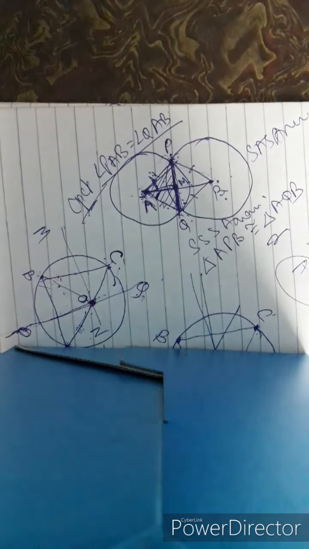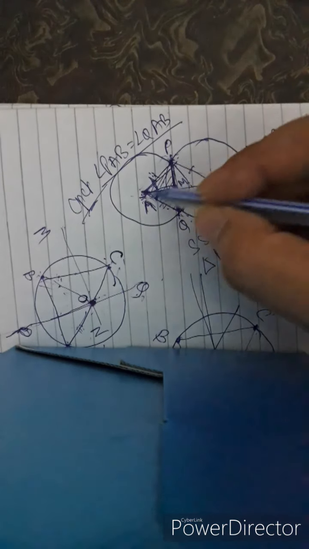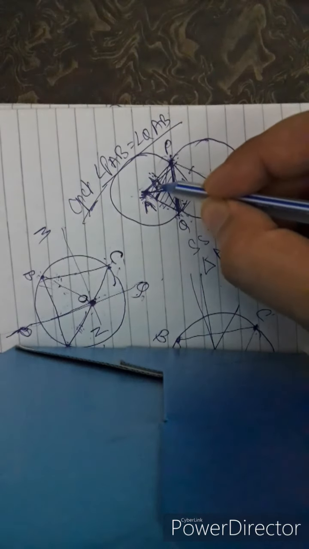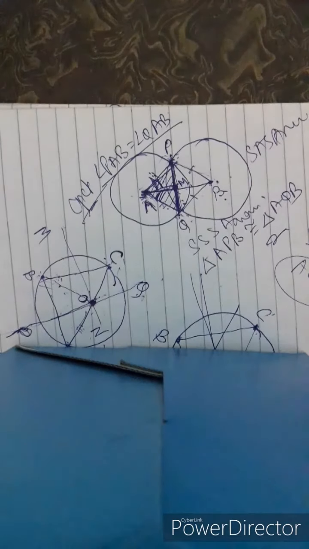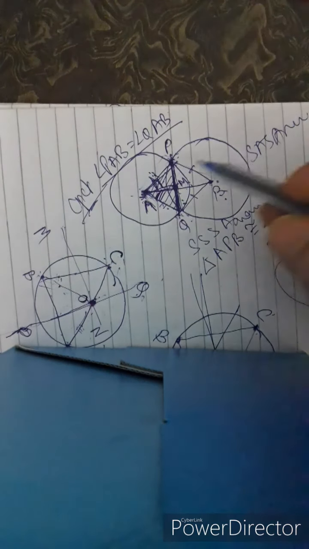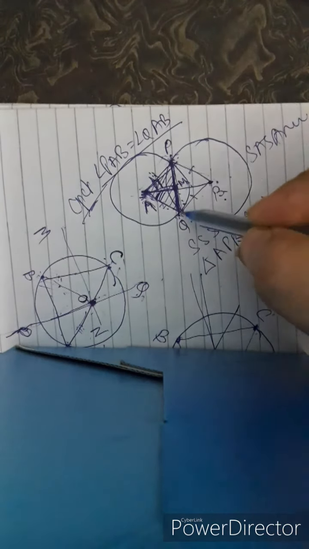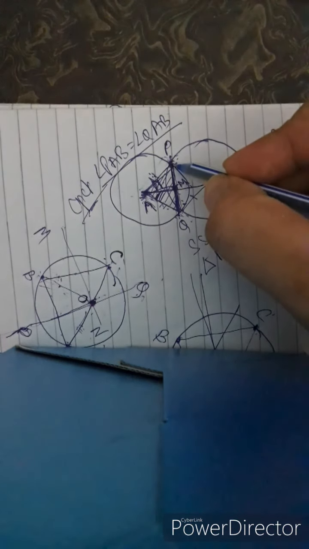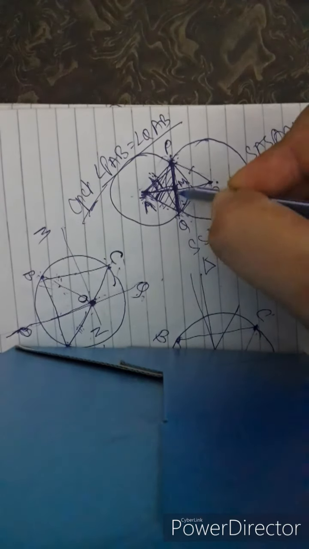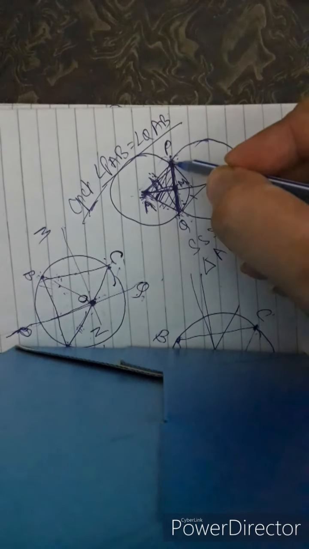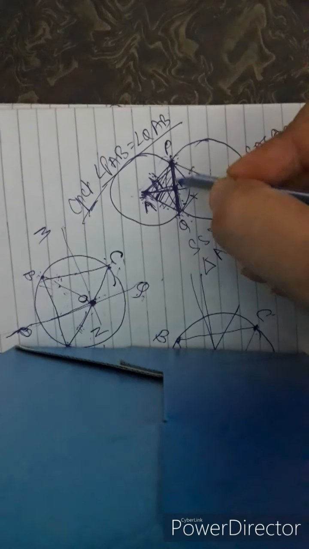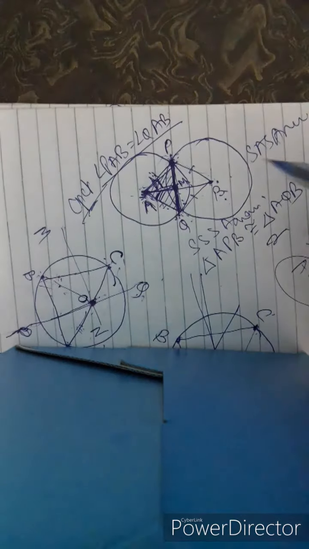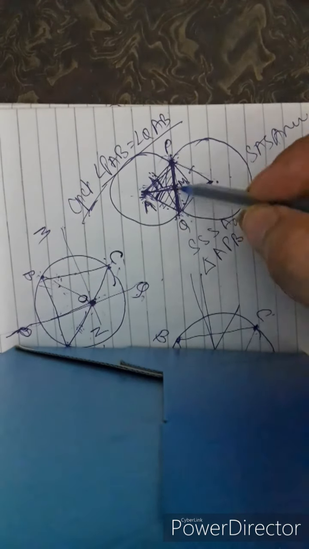We will prove their congruency by SAS axiom, as AP equals AQ, AM is the common arm, and we just proved by CPCT that angle PAM equals angle QAM. Therefore, by SAS axiom we get triangle PAM is congruent to triangle QAM. As a result, again by CPCT we get PM equals QM and angle PMA equals angle QMA.